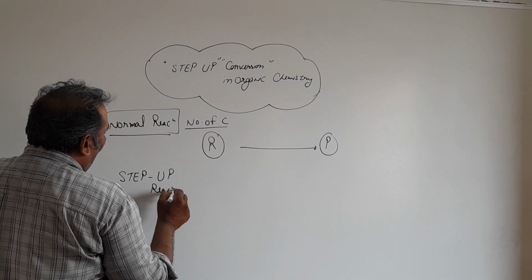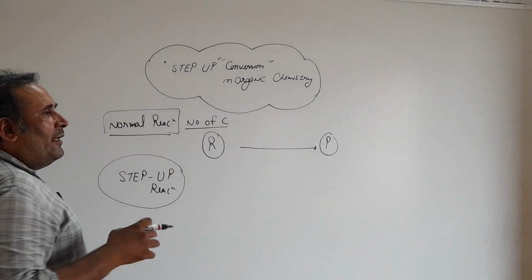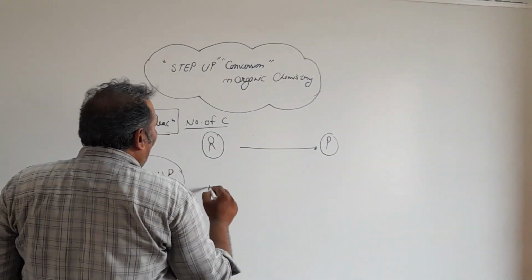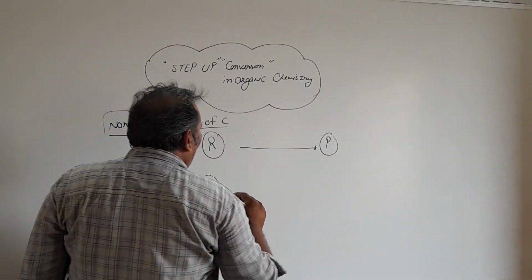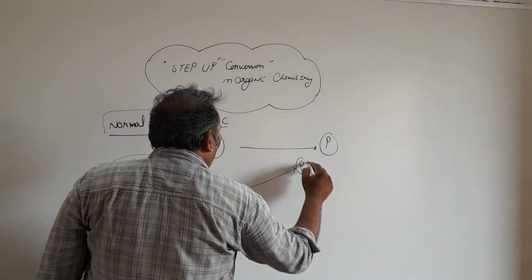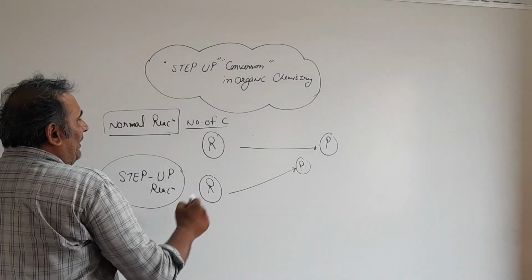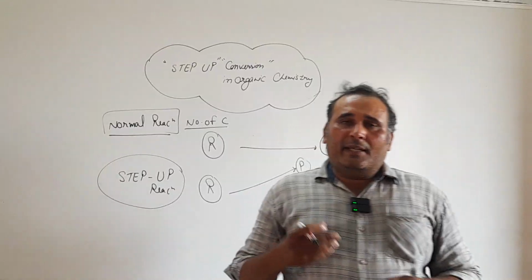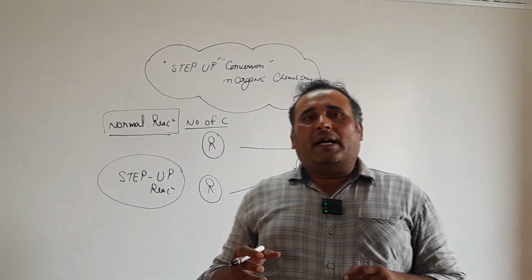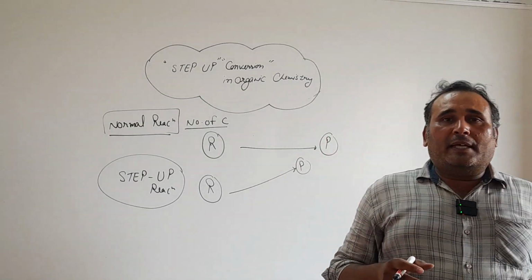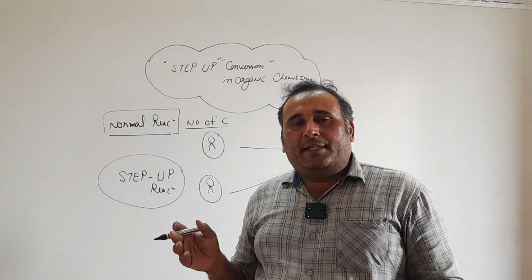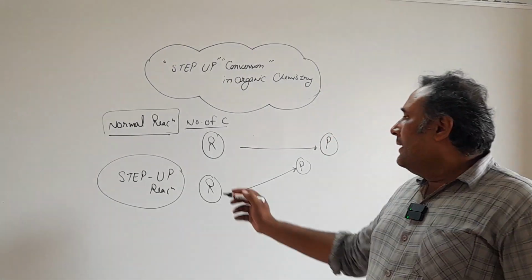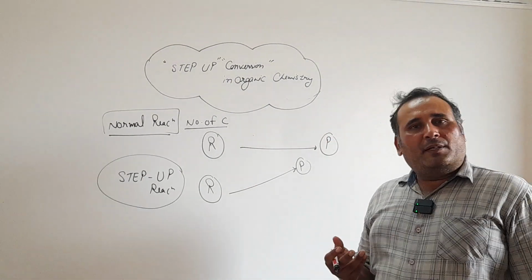Then step up reaction, or you can say step up conversion. Now what are step up conversions? Step up conversions or step up reactions are those reactions in which the number of carbons in the product is high and the number of carbons in the reactant is low. Its name suggests that the number of carbons in the product is more than the number of carbons in the reactant. Those types of conversions are known as step up reactions or step up conversions.